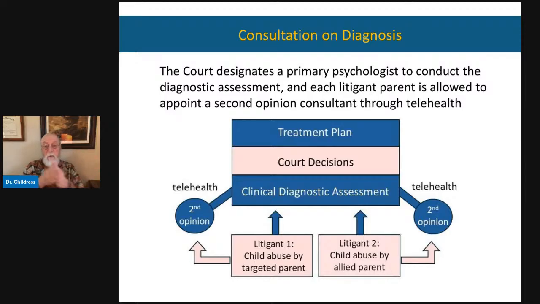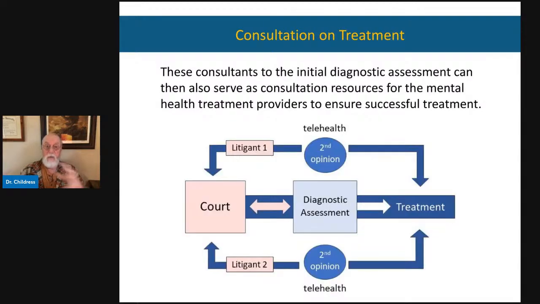You see litigant 1 believes it's child abuse by the other parent, and litigant 2 believes it's child abuse by the allied parent. So we've got cross allegations of child abuse. We get the clinical diagnostic assessment that then leads to the court's decisions on custody, ultimately, though, landing on the treatment plan because we need to fix the problem. This isn't a custody problem. It's an attachment problem.